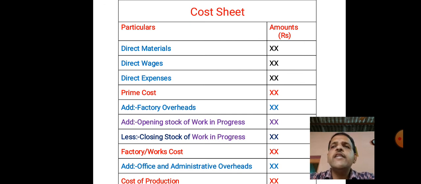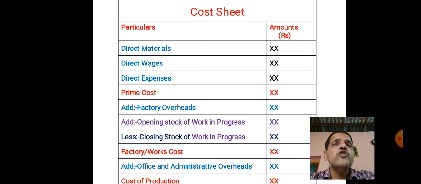After taking together these items, some items we have to deduct, like closing stock of raw material, material returned to suppliers, material transferred to other department, abnormal loss of material, duty drawback, etc. After taking review of direct materials, we will see direct wages, which is also known as direct labor.